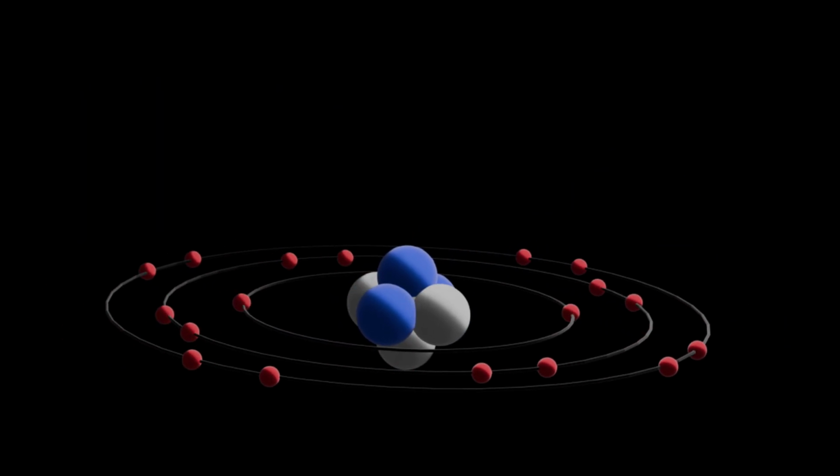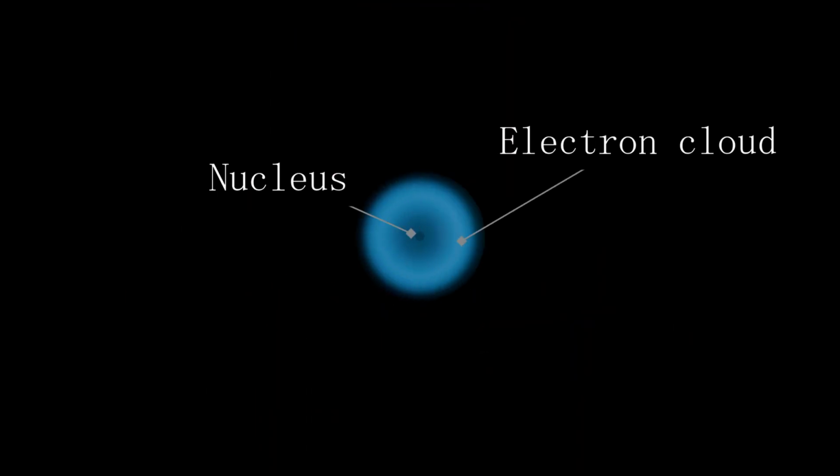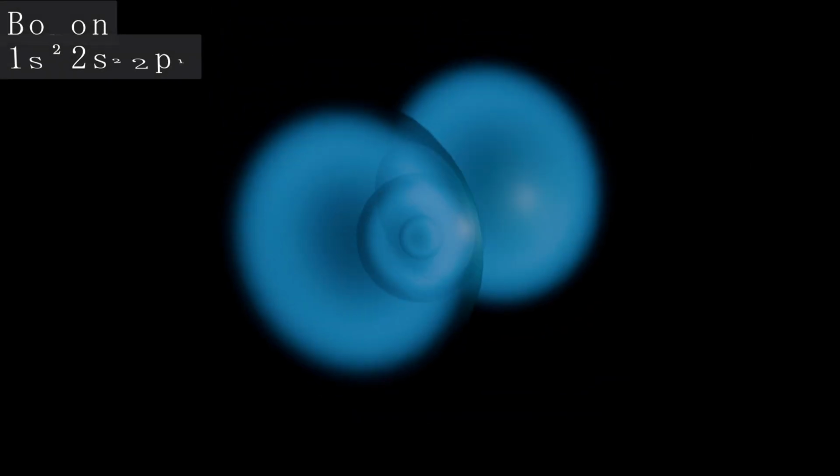We can now understand what an atom looks like. Instead of this, we have a tiny dense nucleus with an electron cloud surrounding it. This cloud has different shapes depending on the energy levels of the electrons in the atom, and it shows a probability of finding the electron there. It's not what we expected, huh?